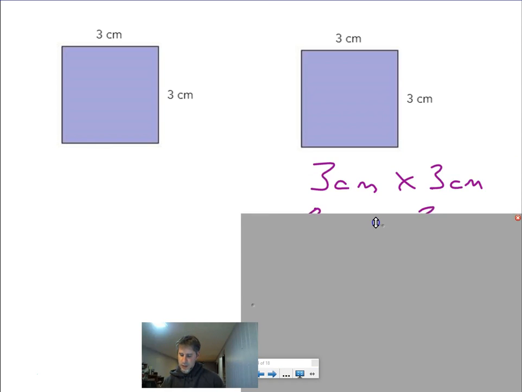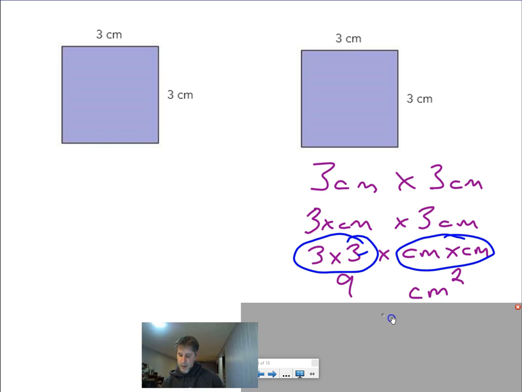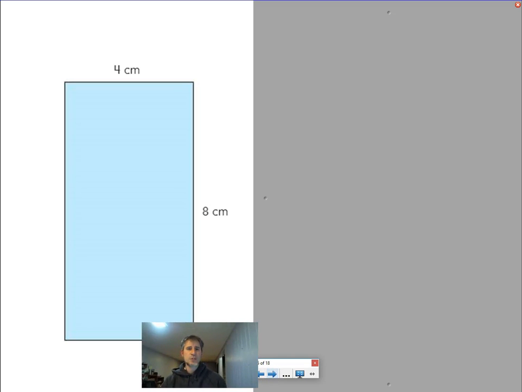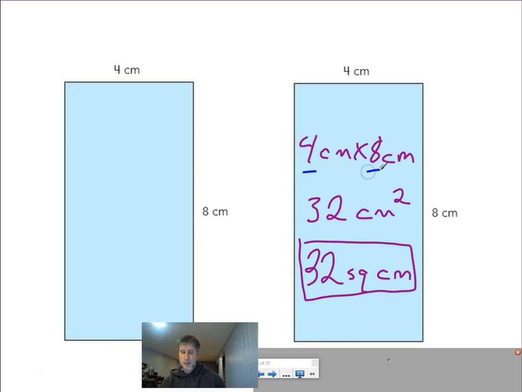Hopefully you recognize that I can do 3 centimeters times 3 centimeters. We've talked about how we could rearrange it so it's 3 times 3, but also centimeters times centimeters to give me 9 square centimeters. 9 SQ, 9 square centimeters. All right, what would you do for this one? Here you are. This is what your answer would be because I'm taking 4 times that 8 to get 32.